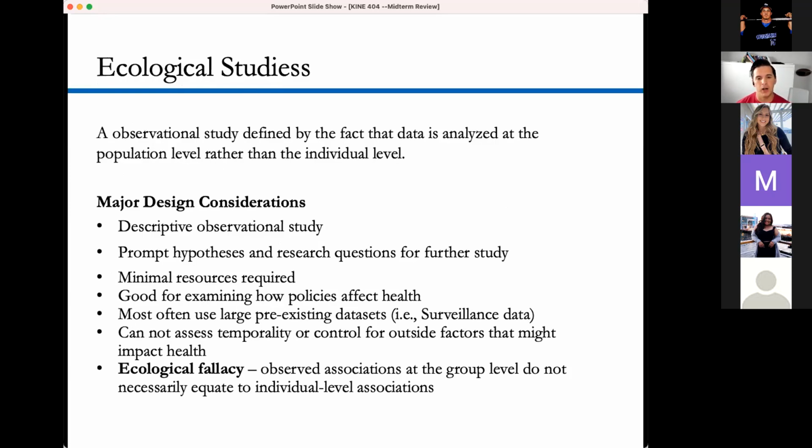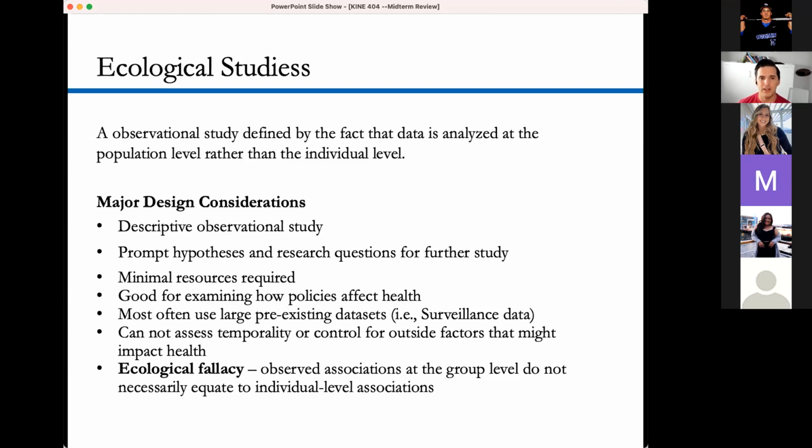Ecological studies are observational studies that are defined by the fact that data is collected at the group level. And these are the major points of ecological studies. We have this major problem with ecological studies that we call an ecological fallacy, and that is where observed associations at the group level do not necessarily equate to individual level associations.